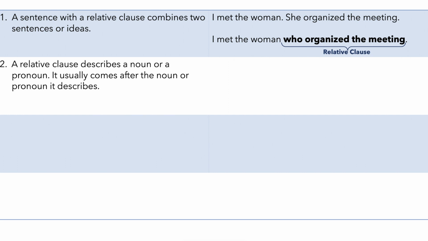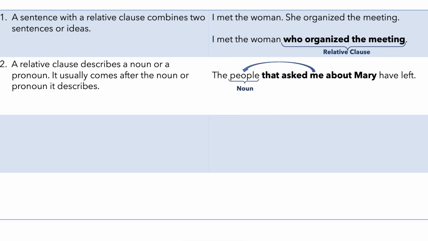Rule number 2. A relative clause describes a noun or pronoun, and it usually comes after the noun or pronoun it describes. For example, "The people that asked me about Mary have left." You can see that the clause that asked me about Mary is describing the people. People, of course, is a noun. Next, "We welcome everyone who visits our store." The clause who visits our store describes everyone, which is a pronoun.